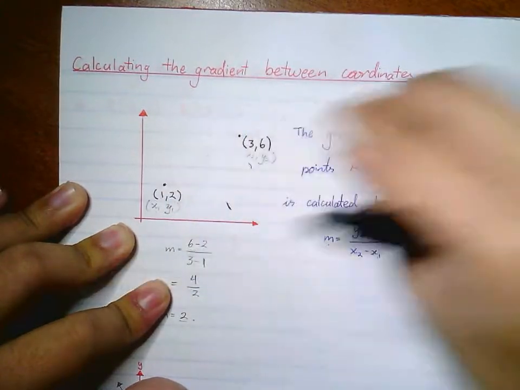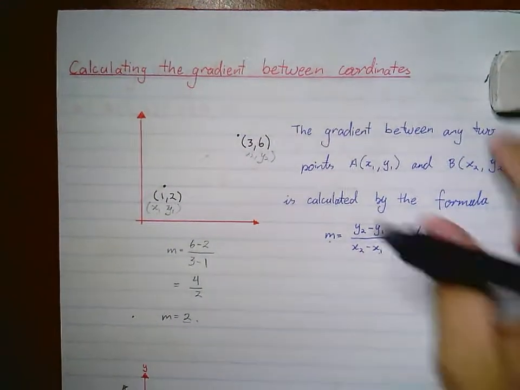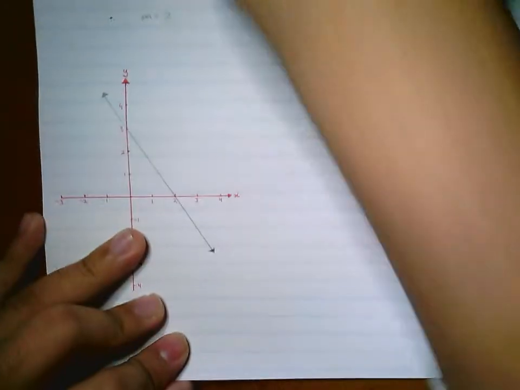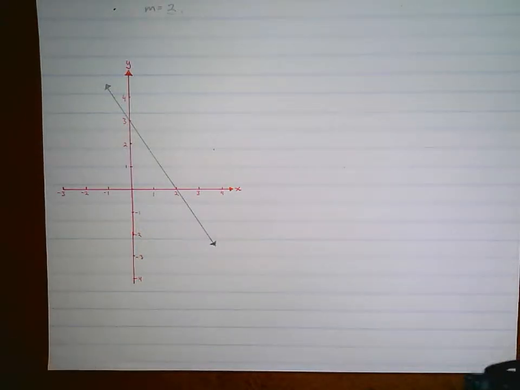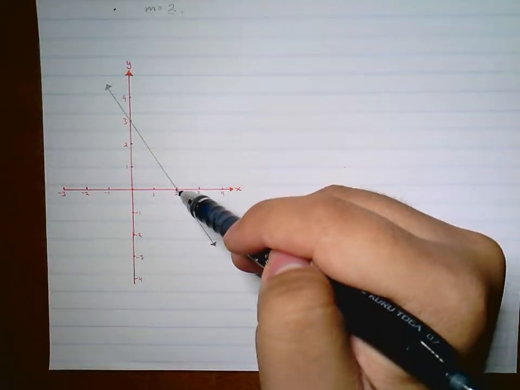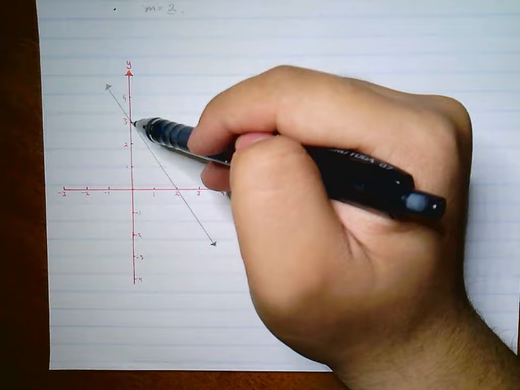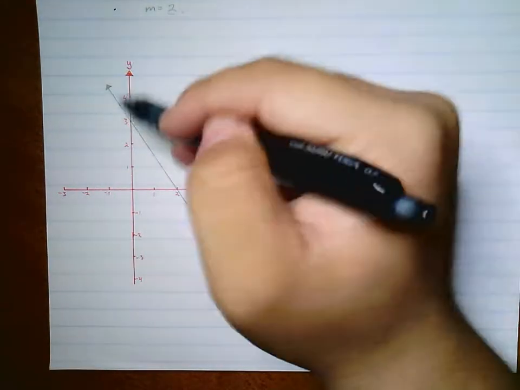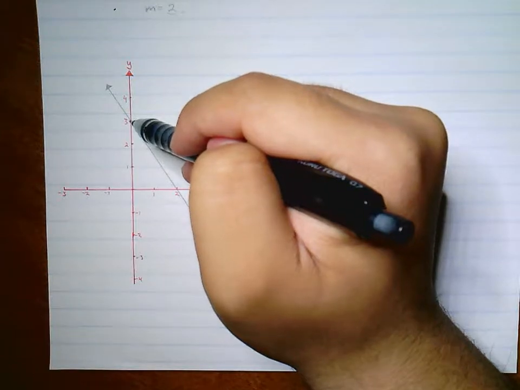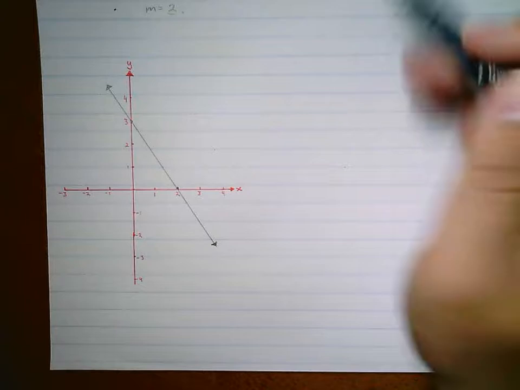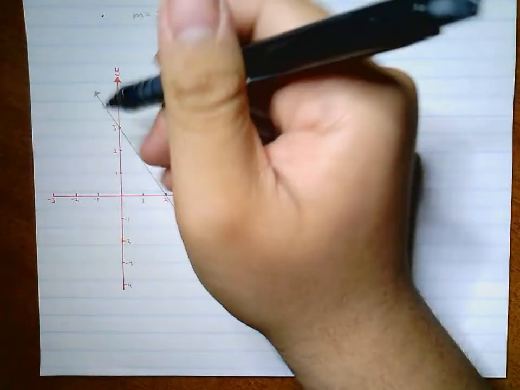Okay, so let's move on to our next example. We can find the gradient of a line passing through pretty much anywhere, so long as we can determine the coordinates of some points. As you can see here, this line has passed through 2 points, this one here and this one here. And from these 2 points, we can calculate the gradient.